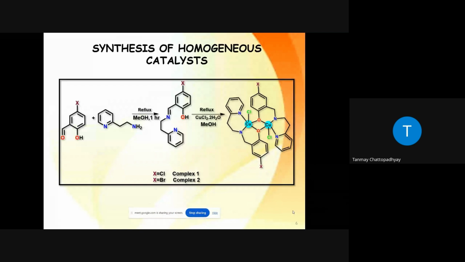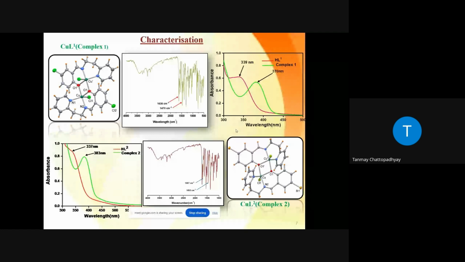Now, we have first prepared some homogeneous catalysts. Chlorofluorosalicylaldehyde will condense with 2-aminoethyl pyridine. We first prepared a Schiff base, and this Schiff base will react with copper chloride to prepare this homogeneous catalyst.